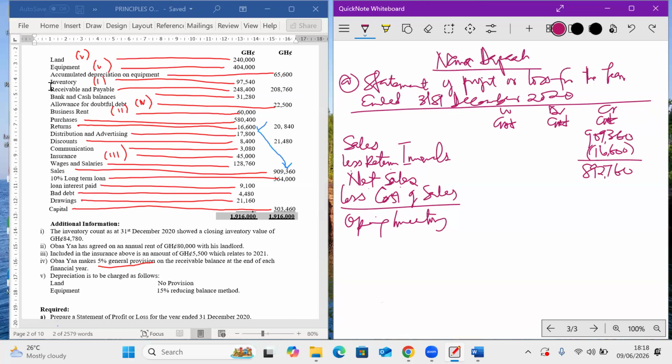So when you begin your business, you start with the opening inventory. And the opening inventory is the one in the trial balance. How much is it? 97,540. That's what you begin with.